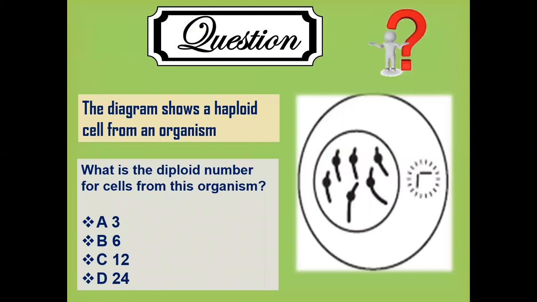A question relevant to this: the diagram shows a haploid cell from an organism. What is the diploid number for the cell from this organism? For solving this question, first we count the number of chromosomes in the nucleus. For example, if there are 6, then 2 multiplied by 6 is equal to 12. So the diploid number of chromosomes in this cell will be 12.